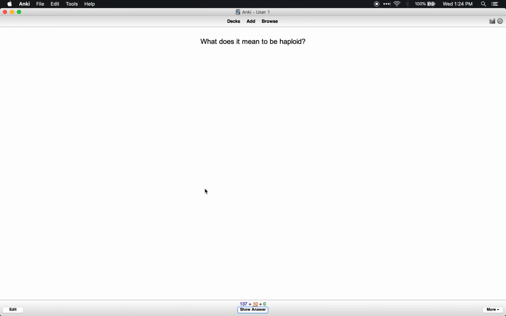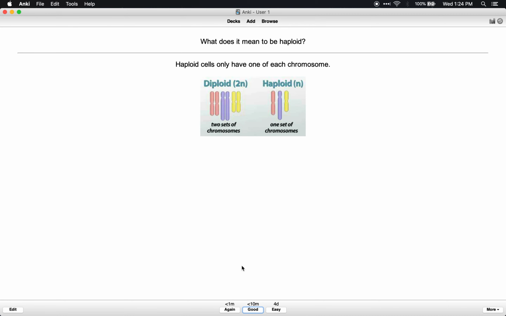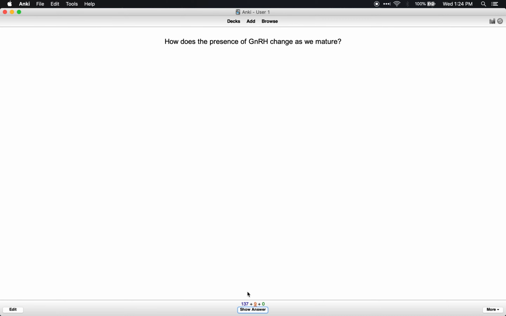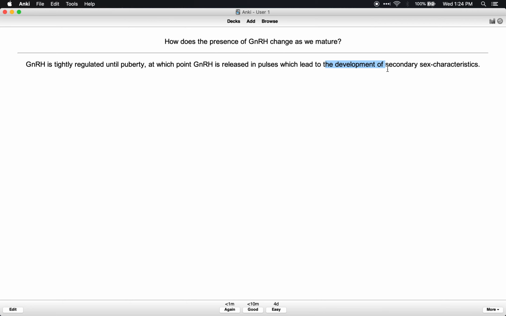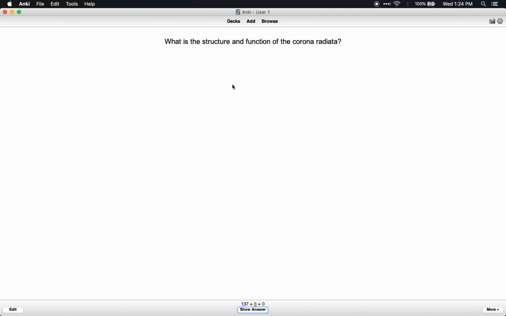Haploid cells mean that these cells have half the chromosomes, so N. GnRH is pretty controlled up until puberty, where it then gets released in big amounts in terms of waves. Which leads... Yeah, I got the gist of it.